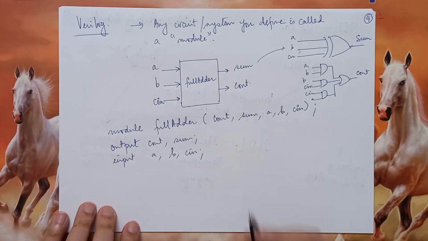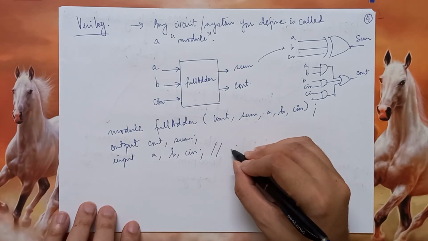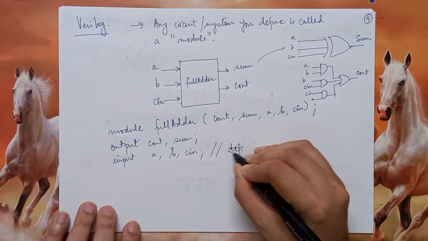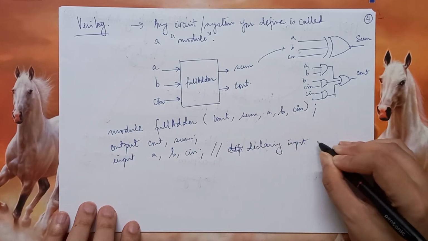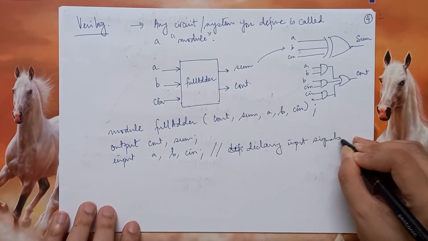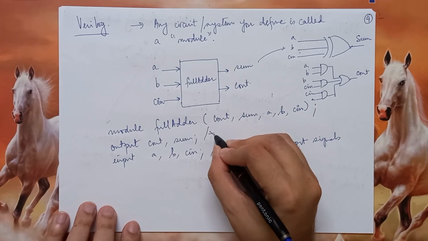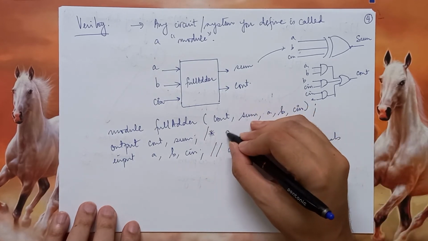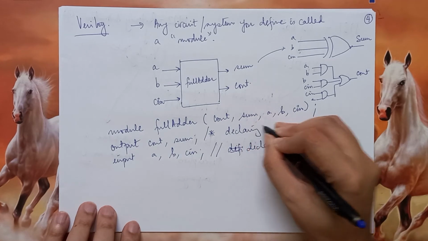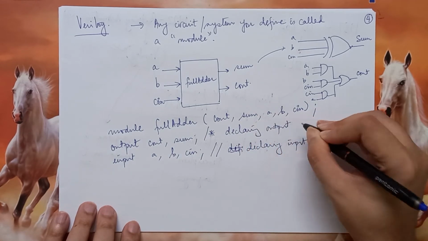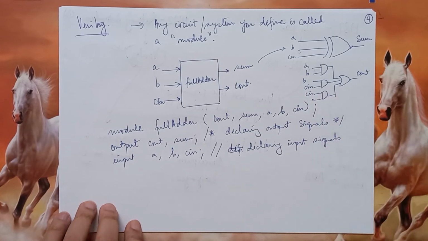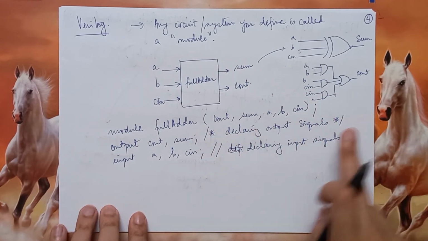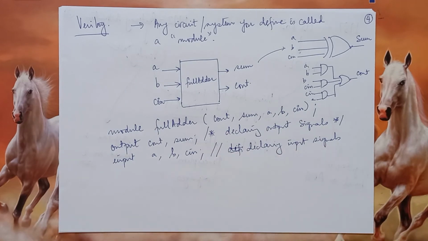Okay, so you can write single line comments like this. I can say defining or declaring input signals. You can also write comments like this in an asterisk. I will say declaring output signals and then end the comment this way. So just like in C, this is a multi-line comment, this is a single line comment.